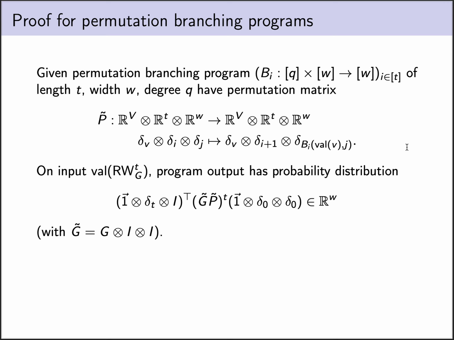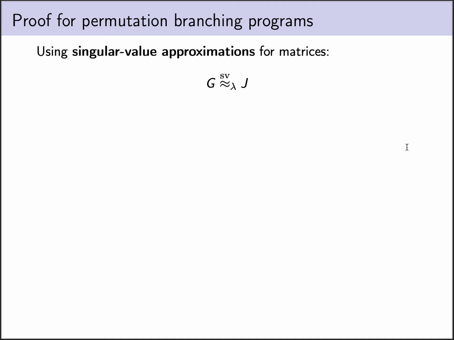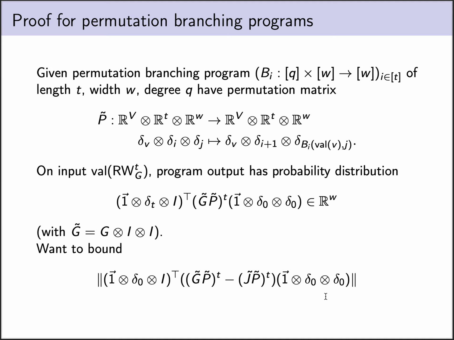And so I guess it shouldn't be surprising that we get this linear algebraic expression for the output distribution of the program. And in this notation, our goal is to bound the difference between the output distributions of the permutation branching program from a random walk on G versus on J. So we can now do this with singular value approximations, to bound this quantity down here.